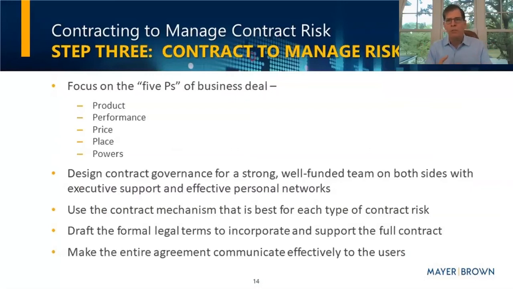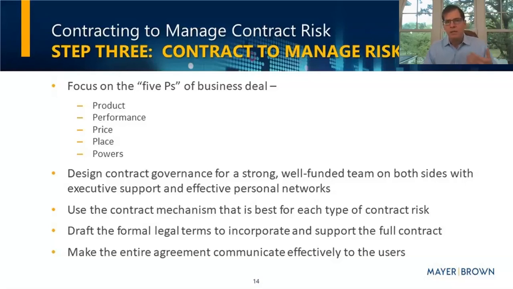What product is being purchased and sold? What performance is required in terms of functionality, quality, timeliness, efficiency, compliance, availability, and so forth? What price will the buyer pay? To what place will the products be delivered? And what powers, what options can the parties exercise under the contract? Those business terms should be driving the choices on legal terms, not what was in a template that was written many years ago for a different deal.